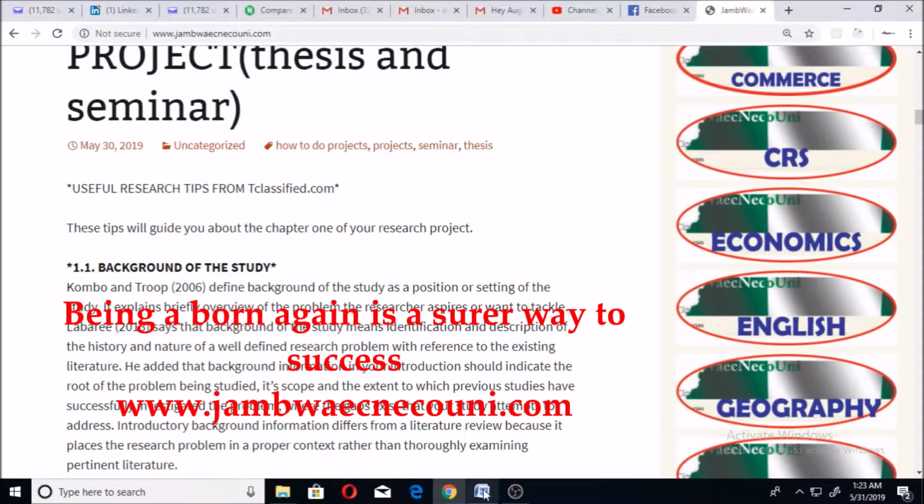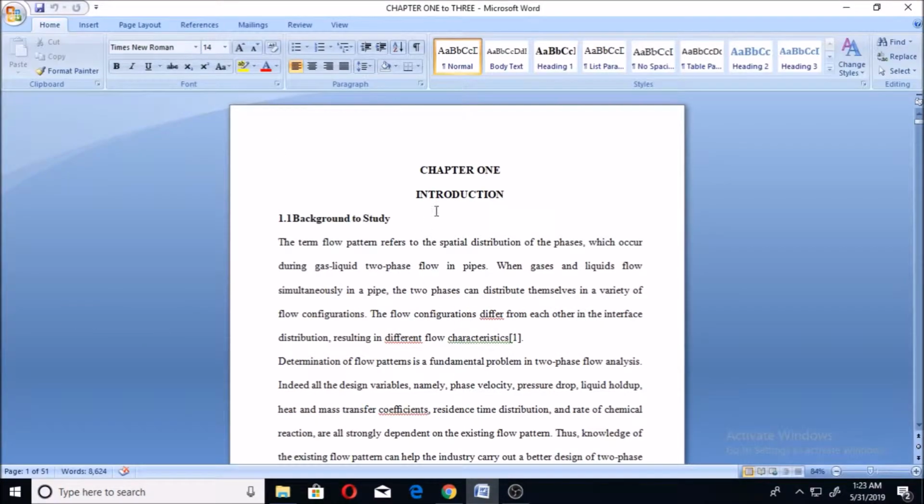So basically I'm going to show this practically. This is a project that I'm working on, and it's on the topic of deep learning as a tool to predict flow patterns for two-phase flow.